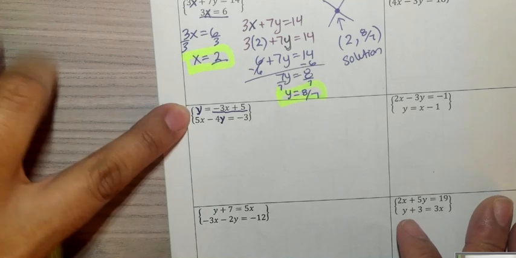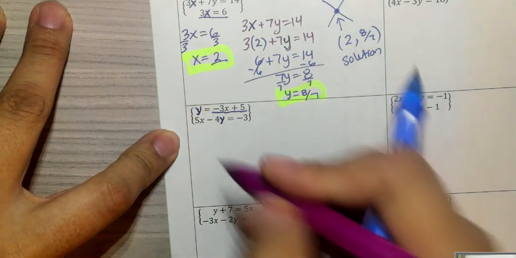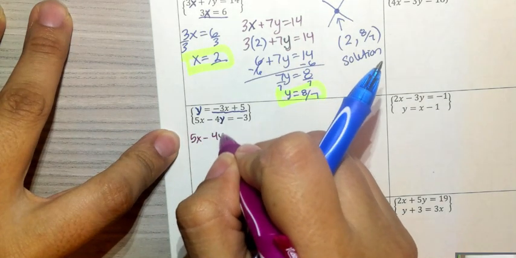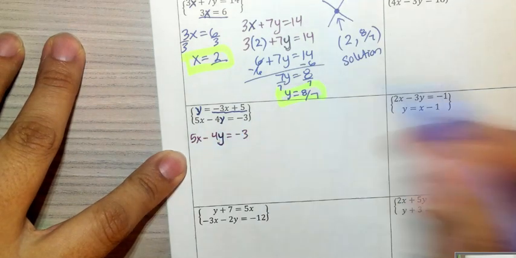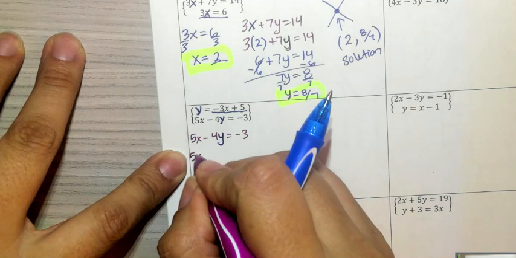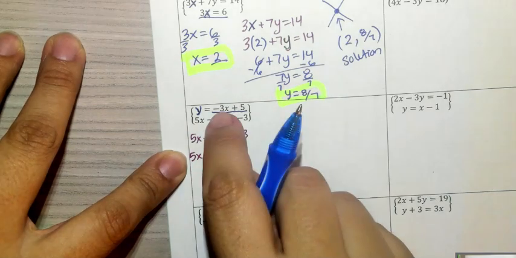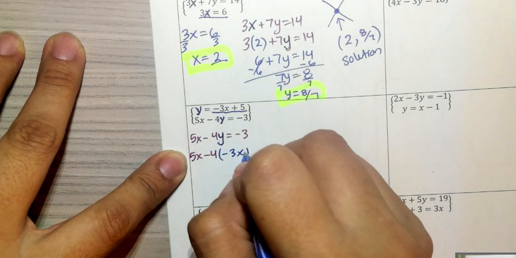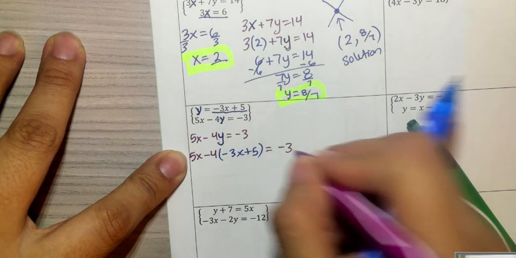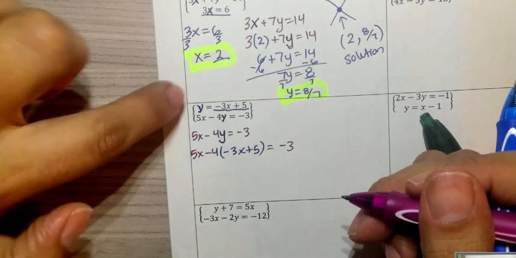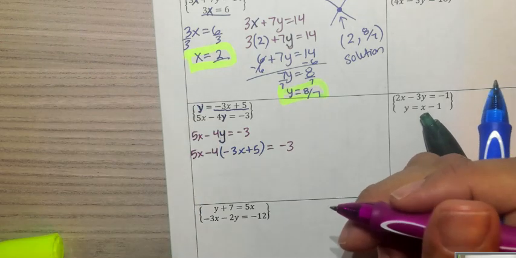It's already isolated for y, so we just substitute that in for y in this equation. So let's do that. 5x minus 4y equals -3. If we replace this y with this expression, it's going to look like 5x minus 4, and we substitute by putting parentheses around the whole expression, -3x plus 5, and then equals -3. So we're just substituting the expression that y equals into the other equation for y.